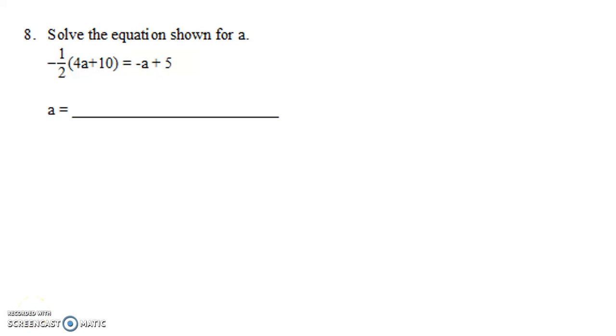All right, you can do it. Let's keep going. Let's continue on three more problems, starting with number 8 on the solving linear equations study guide.